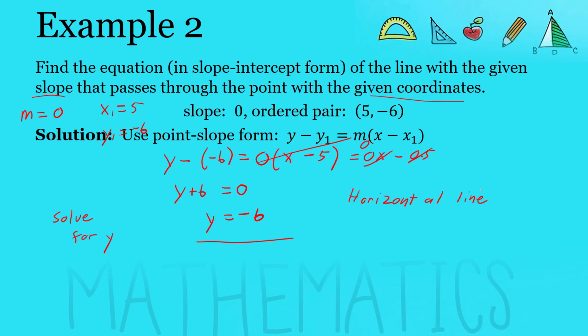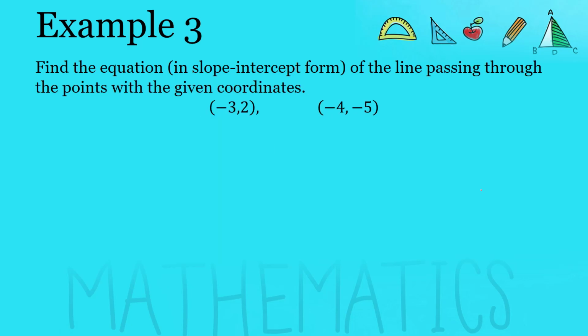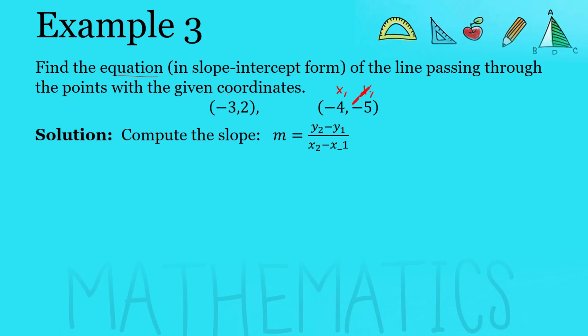Okay, moving on to example 3. Here we have a situation where we have 2 points, and we are asked to find the equation once again in slope-intercept form of the line passing through the points with these two given coordinates, negative 3, 2, and negative 4, negative 5. So the first thing that we need to do when we're given 2 points is compute the slope, because we cannot come up with an equation for the line unless we know what the slope is. So we're going to let this point be x1, y1, and this point be x2, y2.